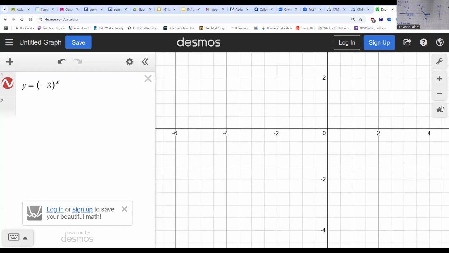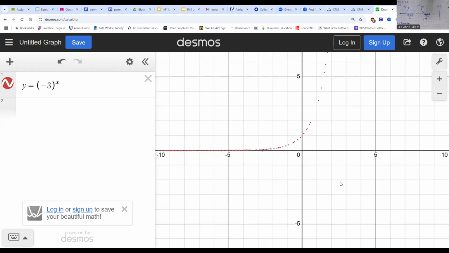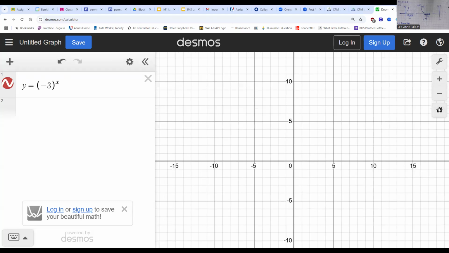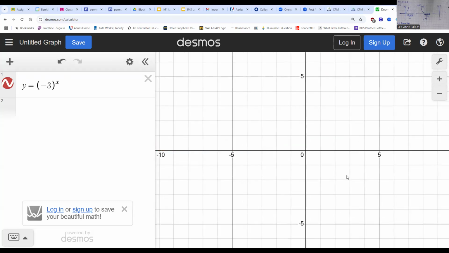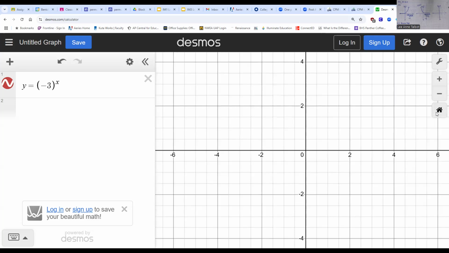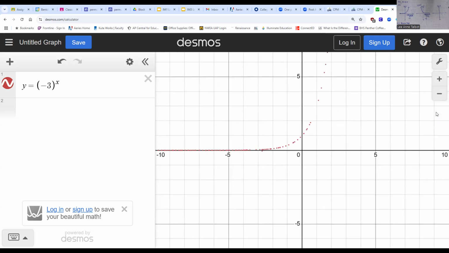How do I show it? It won't even let me show it. So, oh, there we go. It's so strange that I can't even get it to show what it's supposed to show.